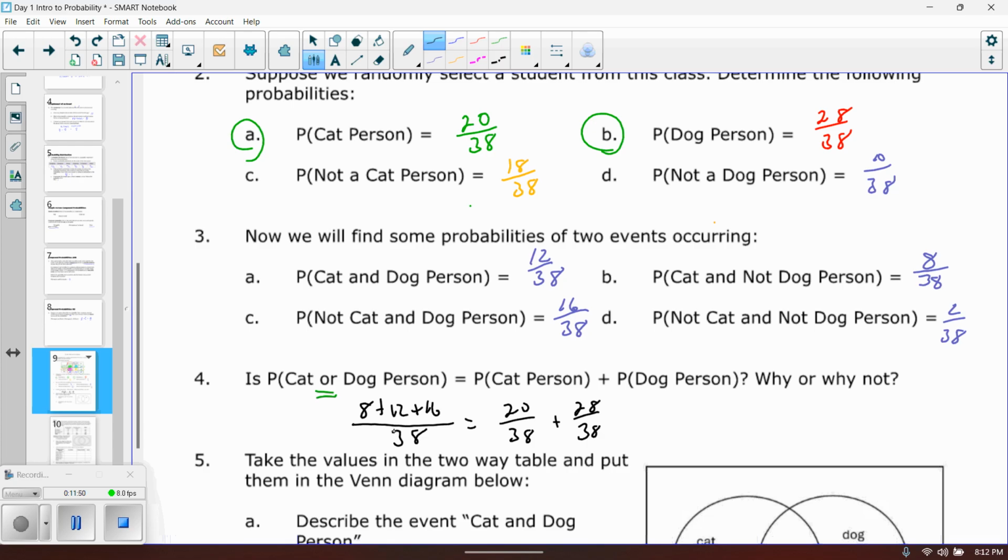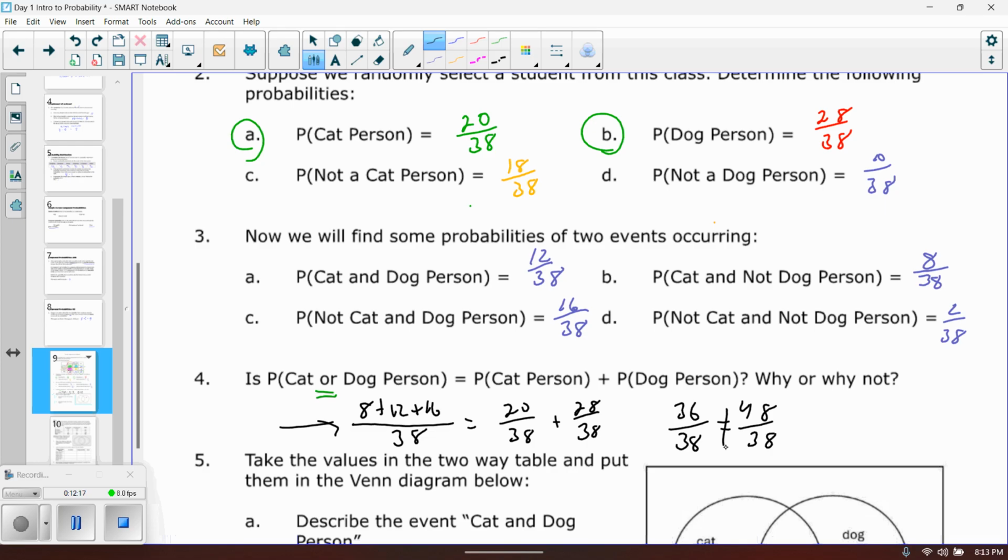So let's add up this one over here. 8 plus 12 is 20, plus 16 more is 36. So there's 36 out of 38. If we add the 2 fractions on the right, we actually get 48 out of 38, which, if you really think about it, doesn't make any sense. These 2 things are definitely not equivalent. So I'll put the little slash through the equal sign, stating that they are not equivalent.